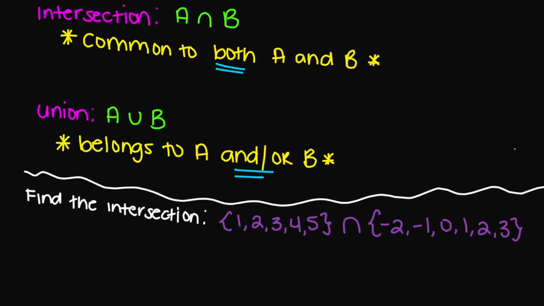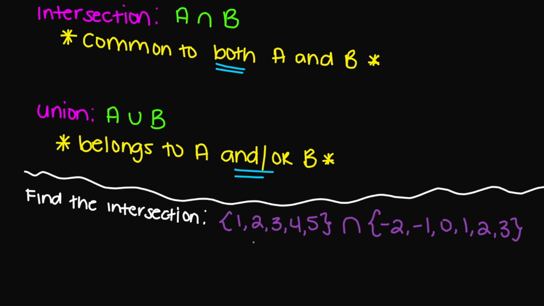So let's look at this example here. Let's say I needed to find the intersection between these two sets here. We have 1, 2, 3, 4, 5 in my first set. And then my second set here, I have -2, -1, 0, 1, 2, 3. Also notice that my symbol here is my intersection symbol, which looks like the letter N. So we need to find numbers that are common to both A and B.